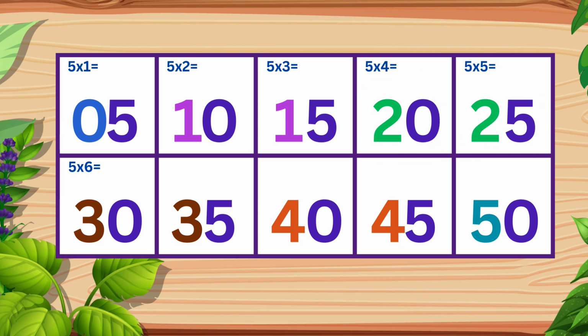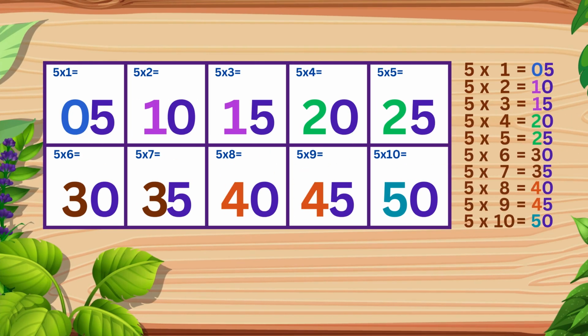5 times 6 equals 30. 5 times 7 equals 35. 5 times 8 equals 40. 5 times 9 equals 45. 5 times 10 equals 50. And there you have it. The entire 5 times table is right there on our grid.